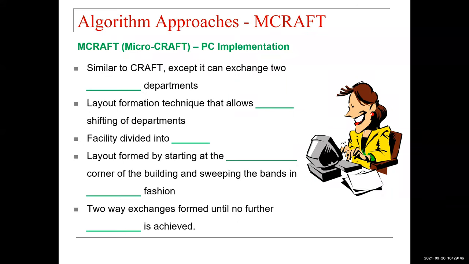An extension to CRAFT is called MicroCRAFT, and this requires some PC implementation. This is similar to CRAFT, except it can exchange two non-adjacent departments. The layout formation technique that allows easy shifting of departments in this algorithm is that the facility is divided into bands. The layout is formed by starting at the upper left-hand corner of the building and sweeping the bands in a serpentine fashion. Two-way exchanges are performed until no further improvement is achieved.